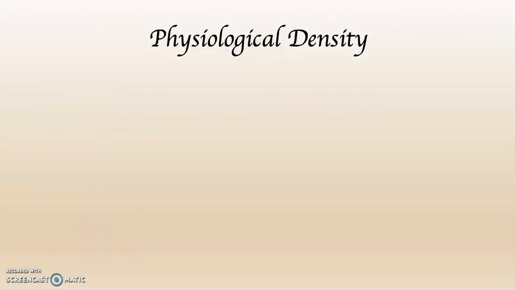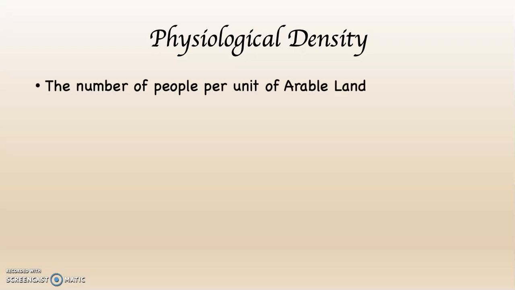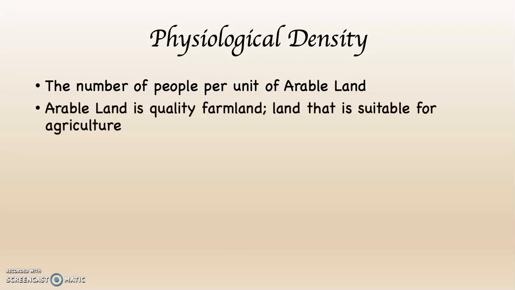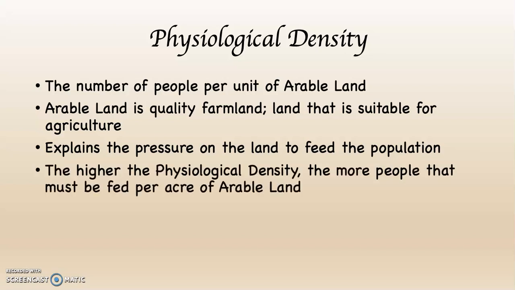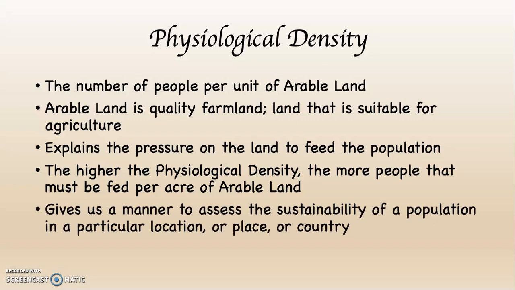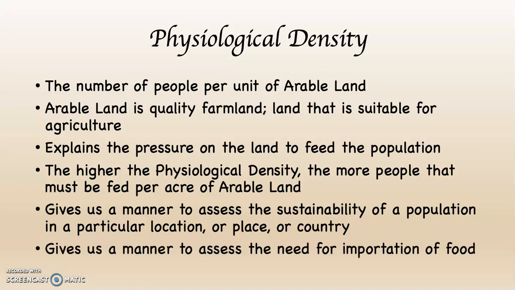The next way we look at density is through physiological density. This is the number of people per unit of arable land. Arable land is quality farmland. It's land that's suitable for agriculture. This explains the pressure on the land to feed the population. The higher the physiological density, the more people that must be fed per acre of arable land. This gives us a manner to assess the sustainability of a population in a particular area or place or country. And it gives us a manner to assess the need for importation of food.